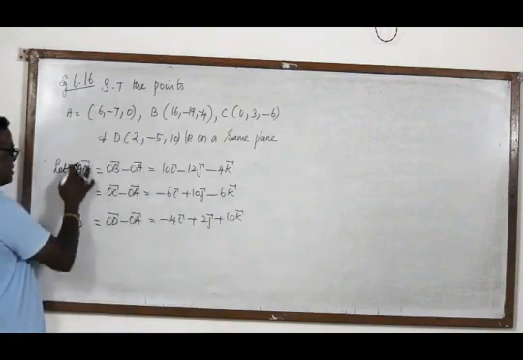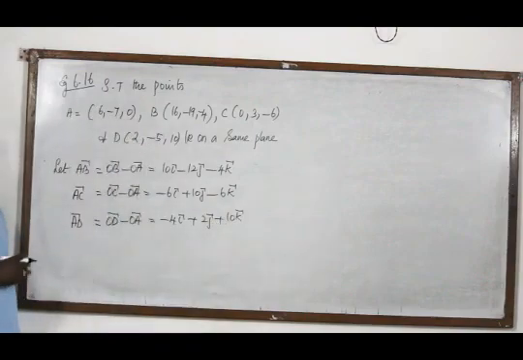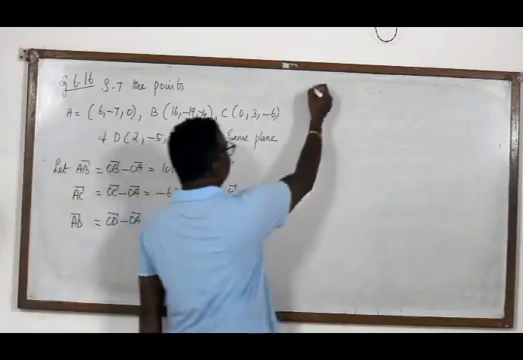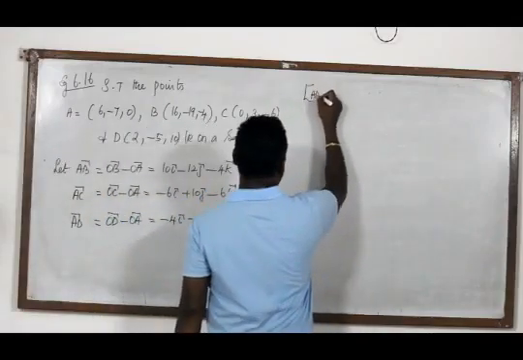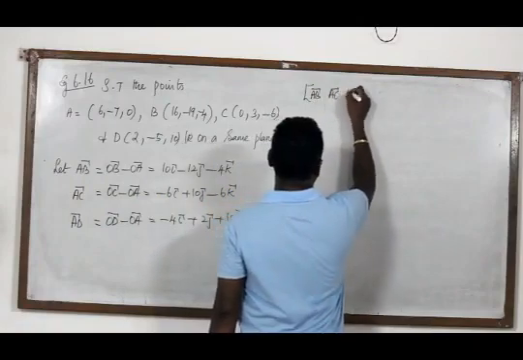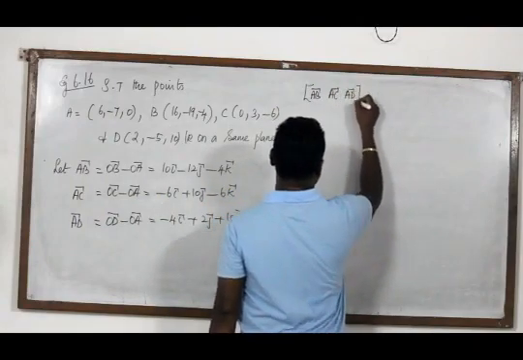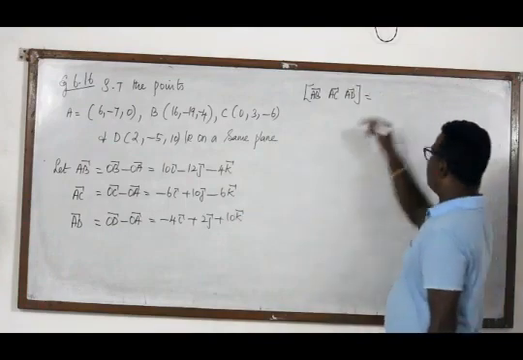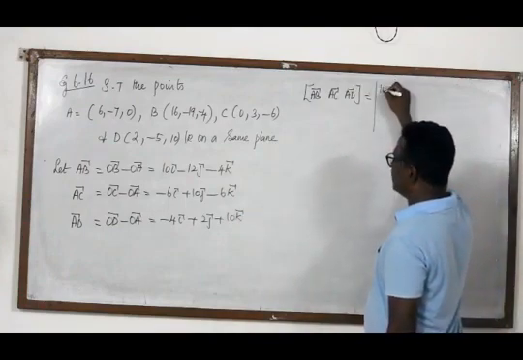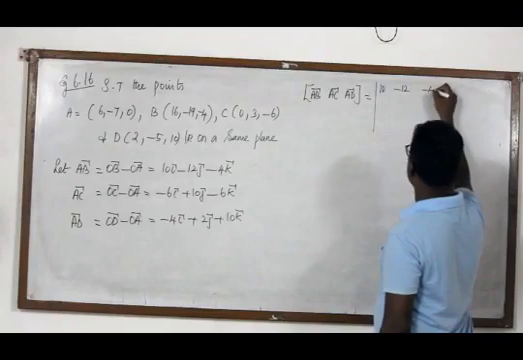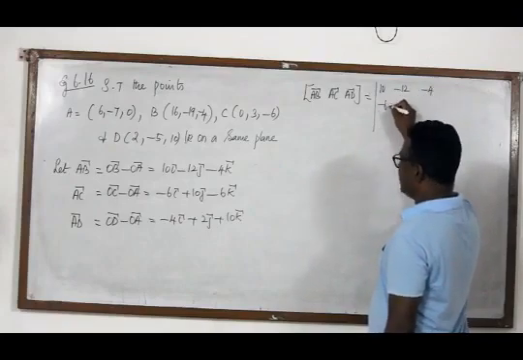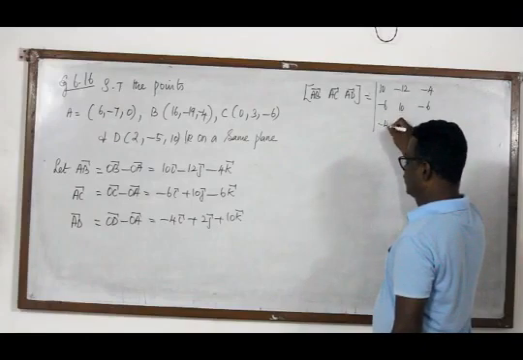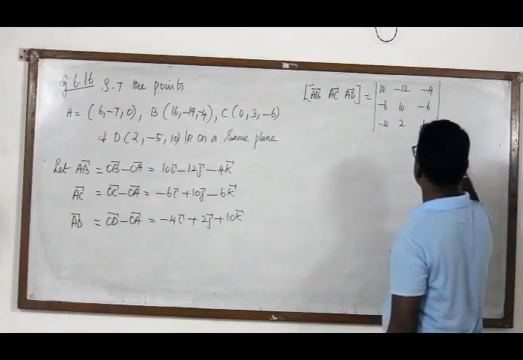Now let me see. Instead of having points, now I have the coterminal vectors. So let me find the box product of the AB vector, AC vector, AD vector, and check what happens to this box product. Box product means determinant, is it not? 10, minus 12, minus 4; minus 6, 10, minus 6; minus 4, 2, 10.